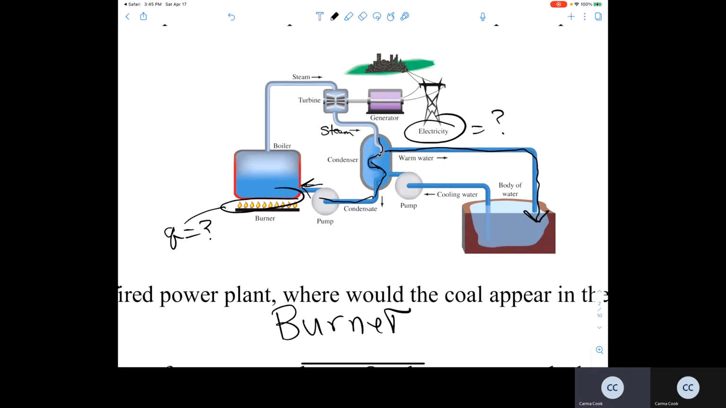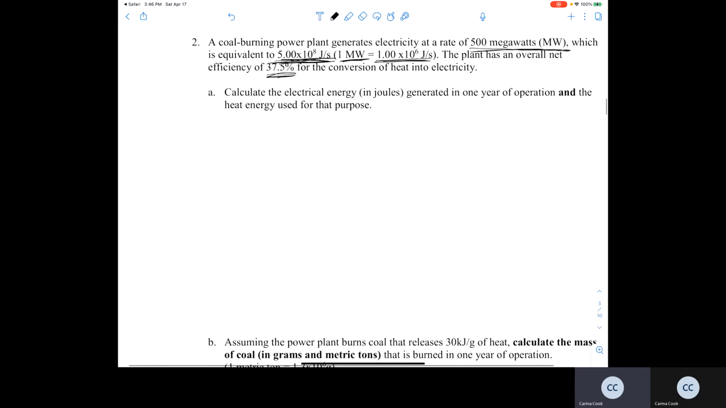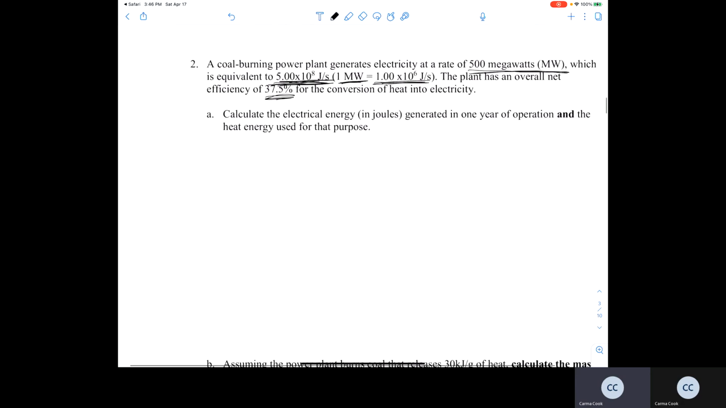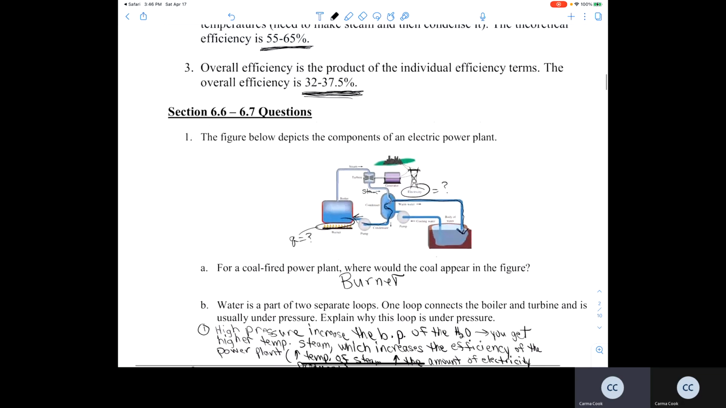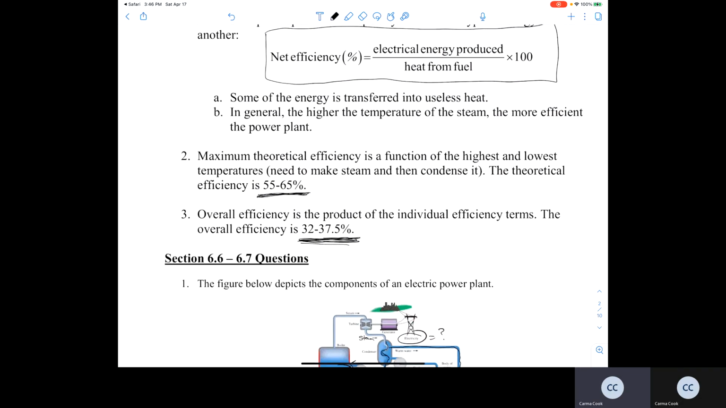Those are the two things we're calculating in this question. So how much electricity is generated? Well, we know that a power plant efficiency is going to be equal to the electrical energy produced divided by the heat from the fuel.